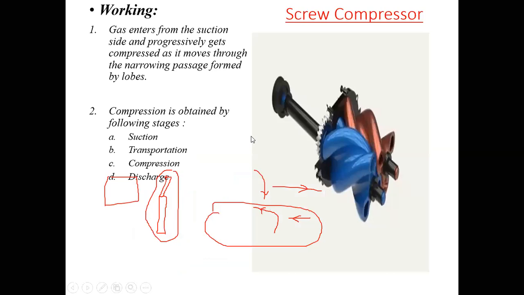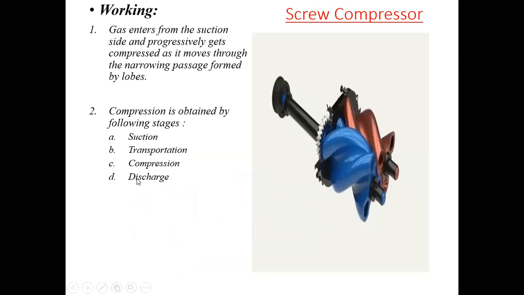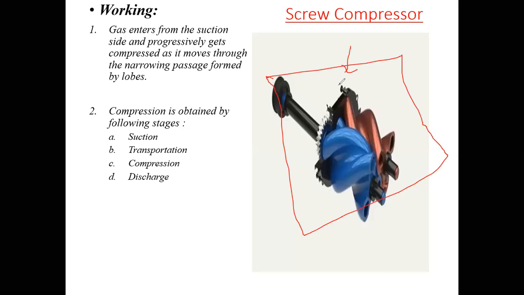So the working of a screw compressor takes place in four stages, that is suction, transportation, compression, and discharge. Here we can see the gearing arrangement is also provided. These are the two screws, and this will be in the casing. There will be suction from one side and discharge from another side.